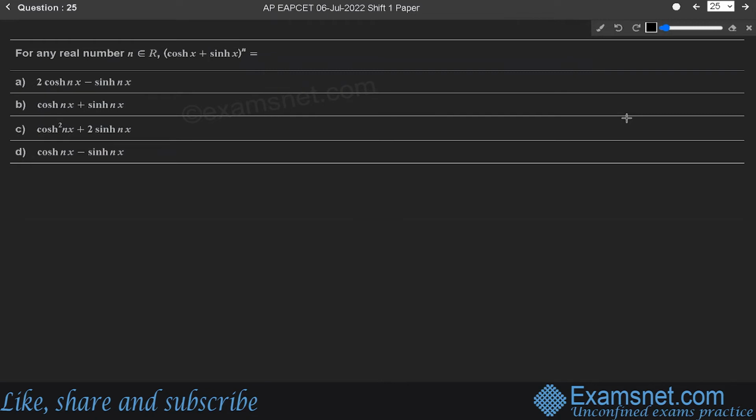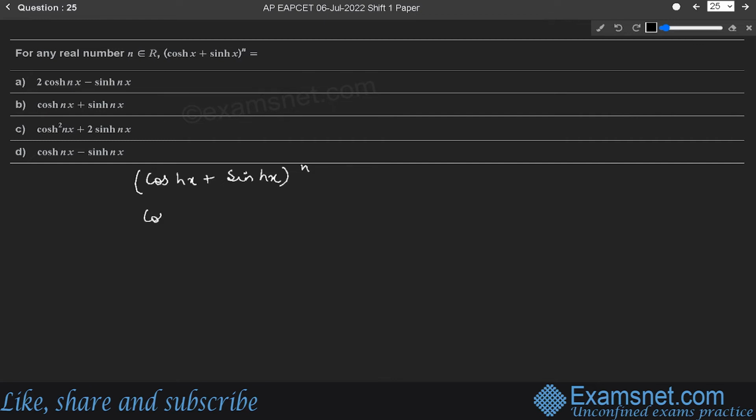Next question is, for any real number n belongs to R, (cosh x plus sinh x) whole power n is equal to. See, this is a very interesting question and it is a very, very important question. We know that we can apply the standard formula for hyperbolic function here for solving the LHS part.